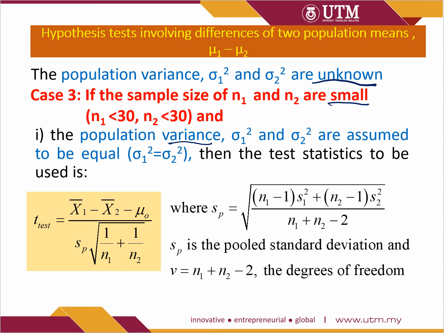For this case, given that the population variances are assumed to be equal, the test statistic to be used is the t-test. Given the formula is the sample mean from the first population minus the sample mean from the second population, minus mu naught, over SP, which is the pooled standard deviation, times the square root of 1 over N1 plus 1 over N2. Given this is the formula for the pooled standard deviation, and V, the degrees of freedom, is given as N1 plus N2 minus 2. This will be used when we want to find the critical value.